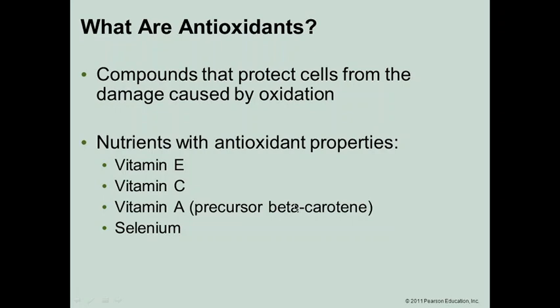What are the antioxidants? Antioxidants are compounds that protect cells from the damage caused by oxidation. What are the nutrients which act as antioxidants? We said that it is vitamin E, vitamin C, and a precursor of vitamin A, the beta carotenes. Selenium is a metal that protects against peroxidation and acts as an antioxidant because it is an integral component of glutathione peroxidase.